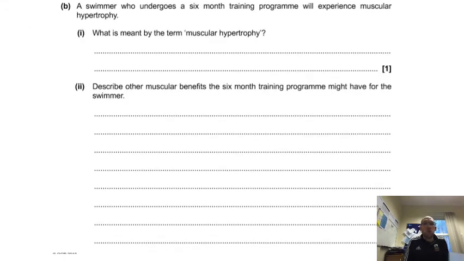B. A swimmer who undergoes a 6-month training program will experience muscle hypertrophy. What is muscle hypertrophy? The examiner's report: most candidates identified that muscle hypertrophy meant an increase in size of muscle. Other acceptable answers include growth of muscle and increased mass. So the examiner's report just says muscle will increase in size, mass or growth.